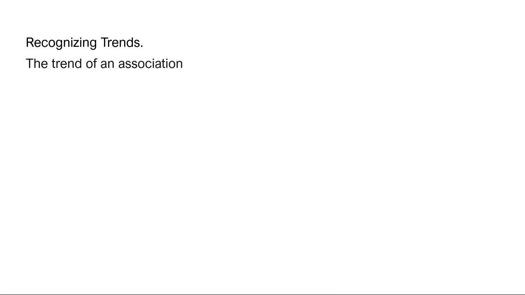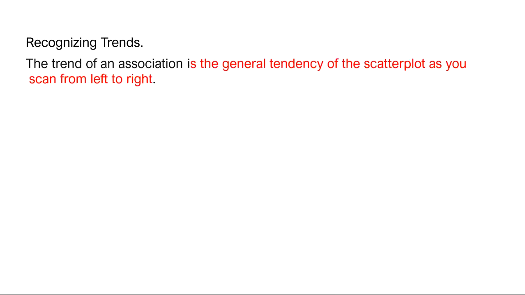So now we're going to look at recognizing our trends. What is the trend of an association? What are we talking about when we talk about a trend? The trend is the general tendency of the scatter plot as you scan from left to right. Just like you read a book, we're always going to be reading our scatter plots from the left side of the graph to the right side of the graph.